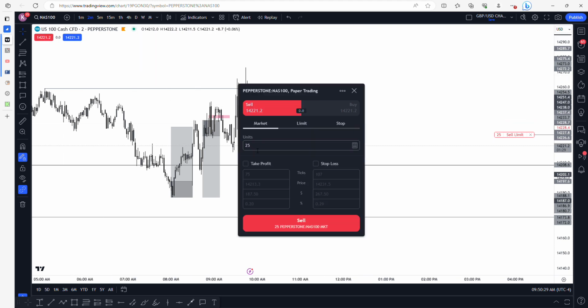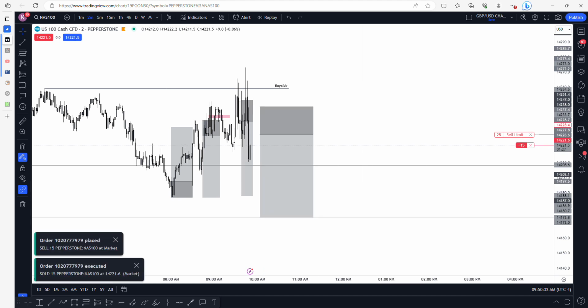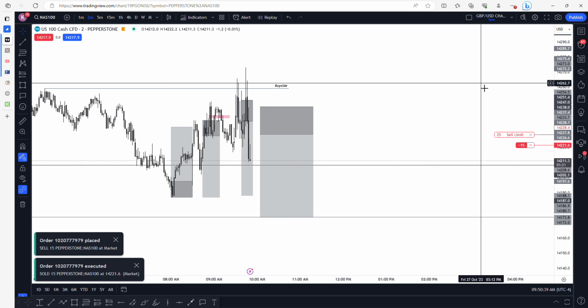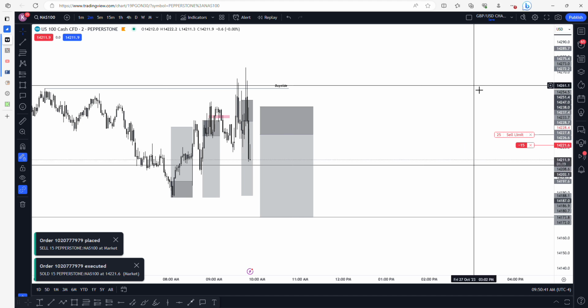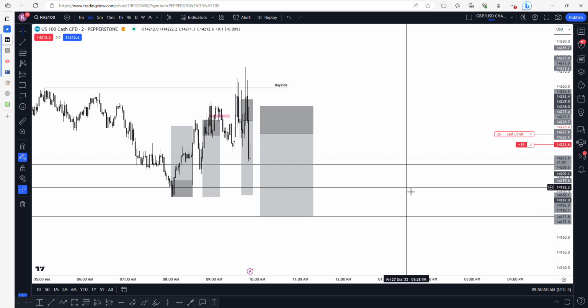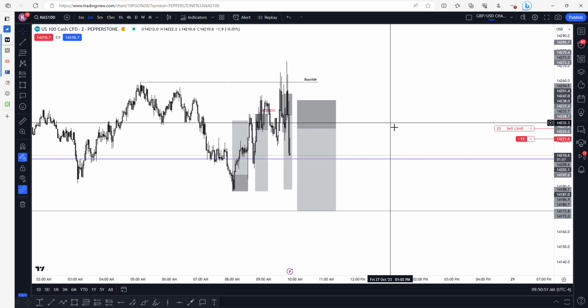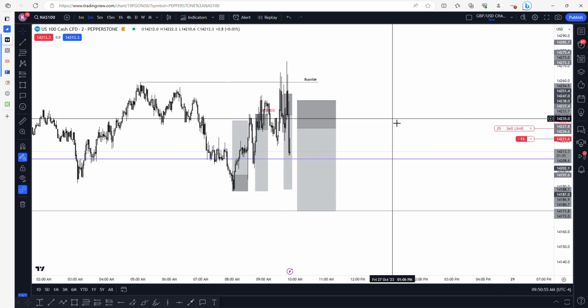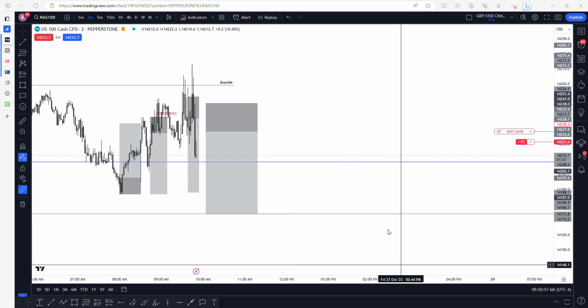Put a small entry here. This is the reason why, guys. Because you know what's the most annoying thing is when you're expecting something and it doesn't give you the fill. If it goes back up here, that's cool. Just doubling down.